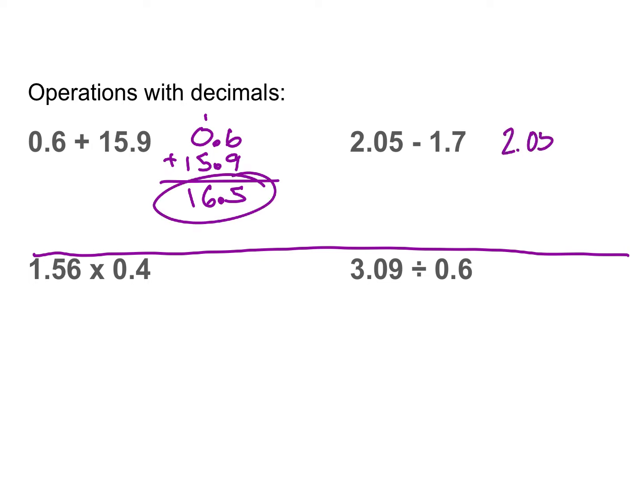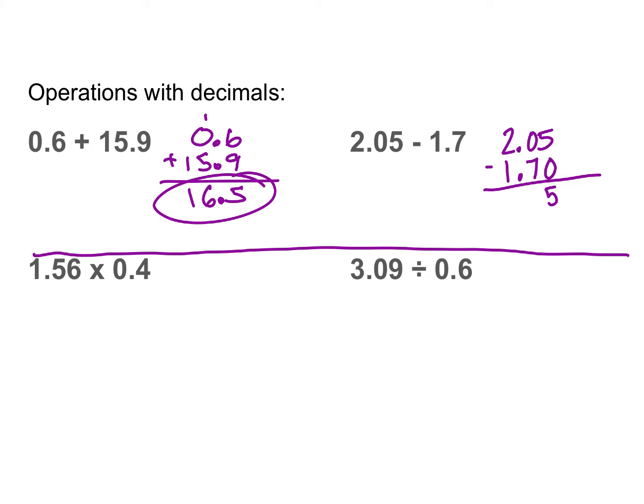2 and 5/100ths, same thing. I'm going to line up the ones place, line up the tenths place, and I'm going to add a 0 in that extra spot just so it's easier to see my problem here. So I'm going to take 5 minus 0, 0 minus 7.